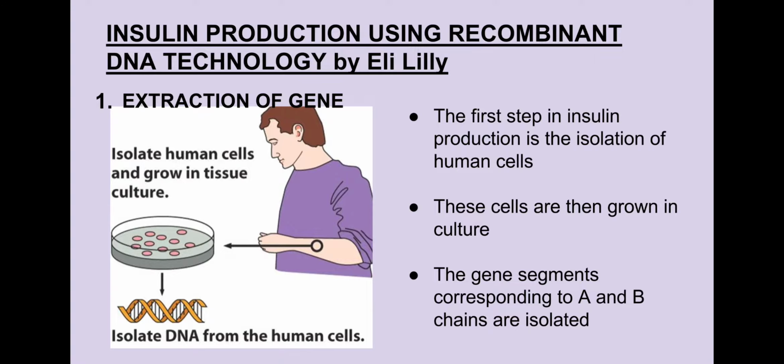So the first step in insulin production is the isolation of human cells. These cells are then grown in cultures so that they reproduce and proliferate. Then the gene segments which correspond to A and B chains are isolated. Because there are two chains, we try and isolate the genes which are responsible for both of these chains separately.